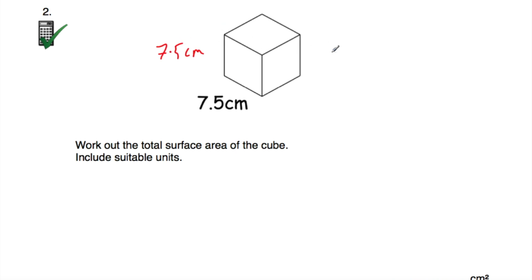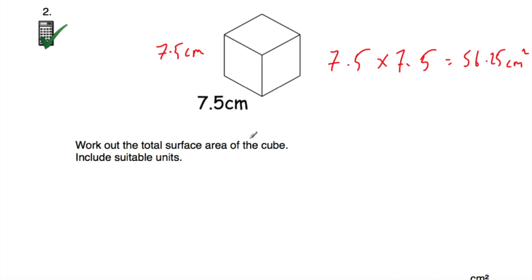So if we do 7.5 multiplied by 7.5, that will give us the area of one of these faces. So let's get our calculator and do 7.5 multiplied by 7.5. And that's equal to 56.25 centimeters squared. So that's the area of this face. And that will also be the area of the back of the cube, the right-hand side, the left-hand side, the top, and the bottom.